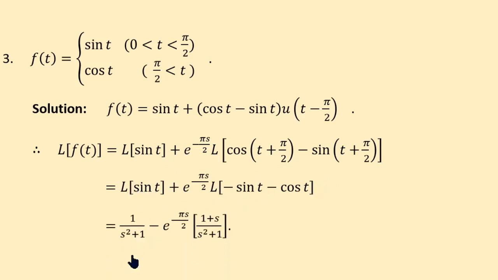Now the Laplace transform of sin t is 1 by s square plus 1. Take minus outside, e power minus pi s by 2, into the Laplace transform of sin t, which is 1 by s square plus 1, plus the Laplace transform of cos t, which is s by s square plus 1. Combining these two, it becomes 1 plus s by s square plus 1 into e power minus pi s by 2. So finally, the Laplace transform of this f of t is 1 by s square plus 1 minus e power minus pi s by 2 into 1 plus s by s square plus 1.